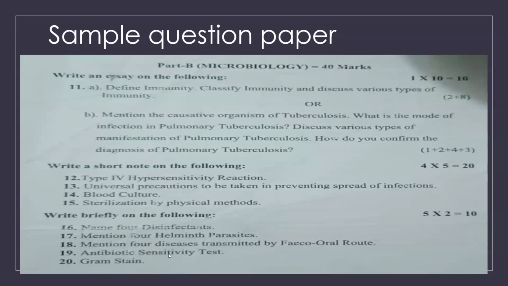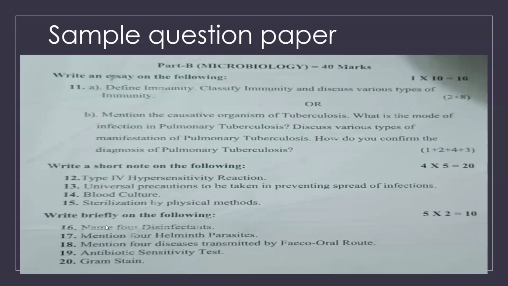And see here, antibiotic sensitivity test. I told you the antibiotic sensitivity test will come for 2 marks. If you get this question, just write what the purpose of the antibiotic sensitivity test is, then what the methods are. That's enough, you will get 2 marks. Next, Gram staining. Just explain the steps, the procedure. You can write it within 3 to 4 lines.